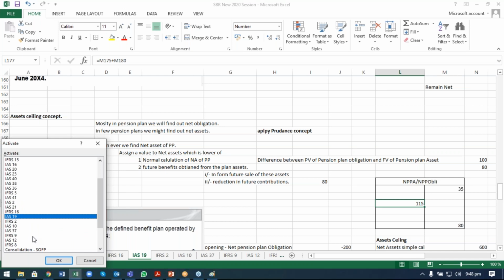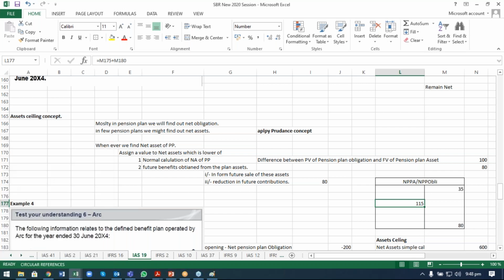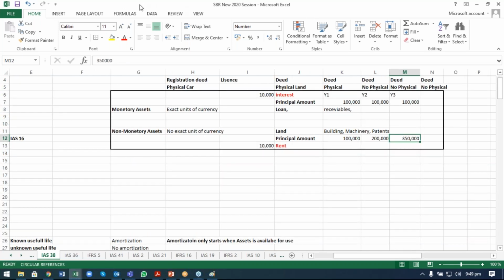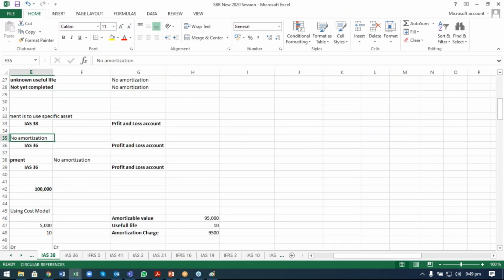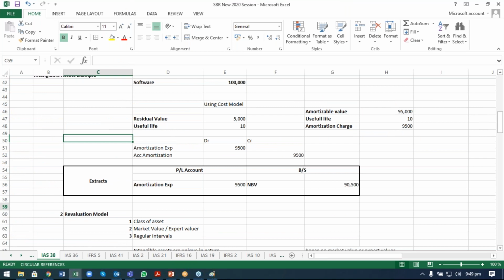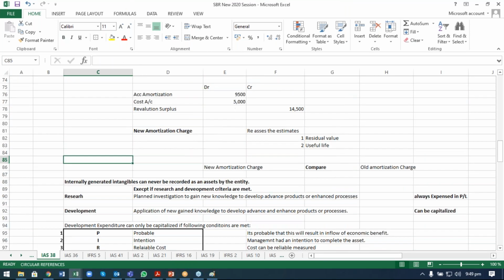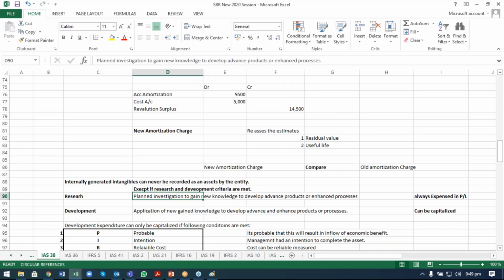So what was the question? It's related to IAS 38 intangibles, right? So this is the criteria of intangibles: research and development, right? Anything that was under the research head should always be charged to profit and loss account.